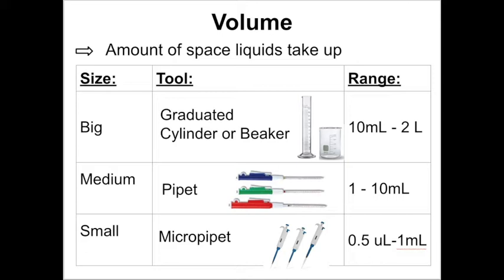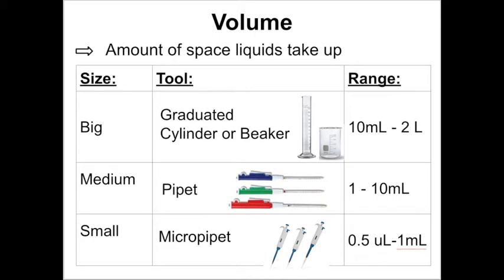Okay? And we're going to talk just briefly about some of the tools you will use in the biotech lab to measure these things. If you're measuring a big volume, you're going to use either a graduated cylinder or a beaker. There's some pictures there of what those look like. The range of volumes you'd use these tools to measure would be anywhere between 10 milliliters and 2 liters. So large volumes. You can think of like a 2-liter soda bottle, right? That's 2 liters, the big ones.